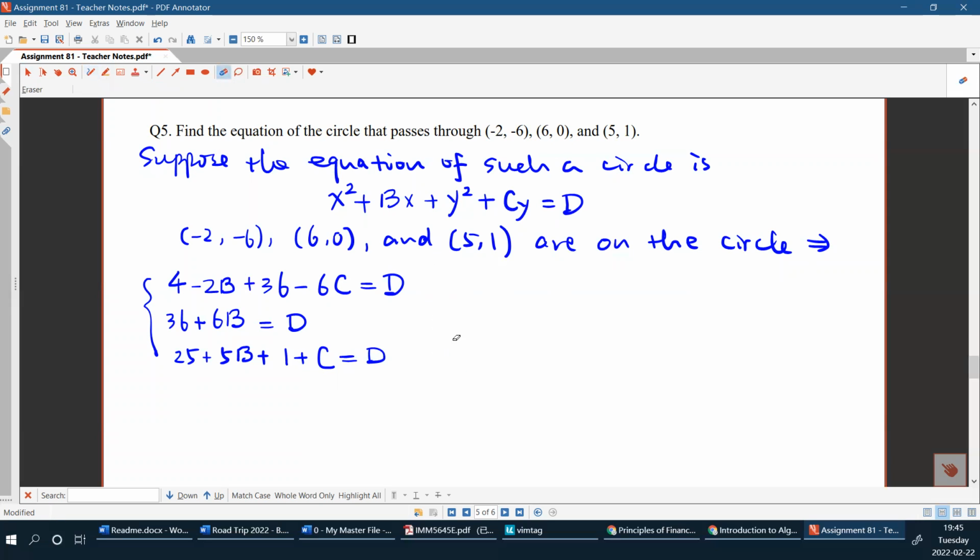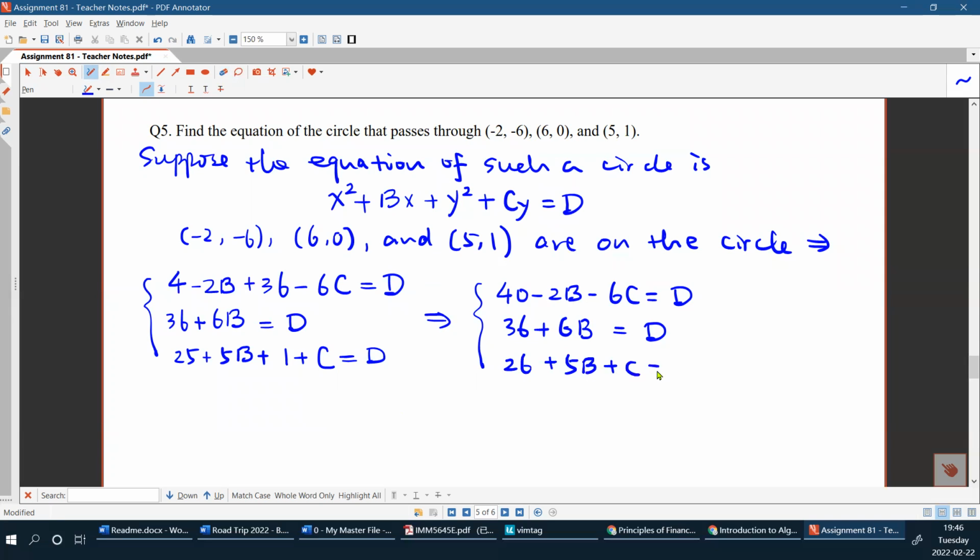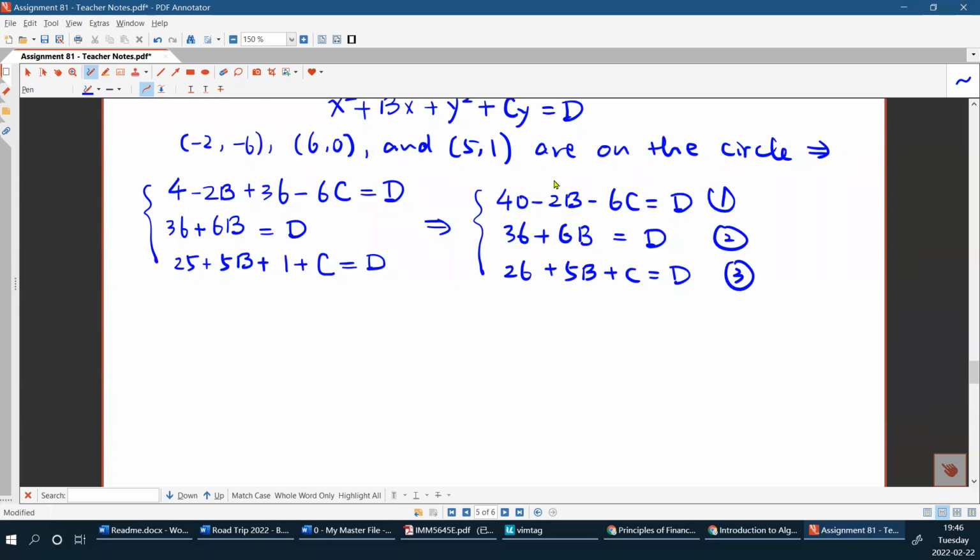Sorry. First of all, it's better to simplify the equation, right? So let's simplify them first. First equation can be simplified to 40 minus 2b minus 6c equals d. Second one, 36 plus 6b equals d. Next one, 26 plus 5b plus c is d, right? Then let's label them as 1, 2, and 3. Okay, so we need to solve this system of 3 equations.